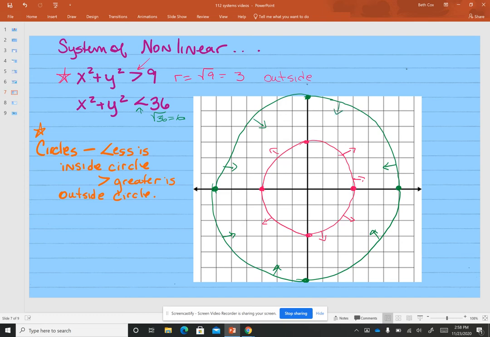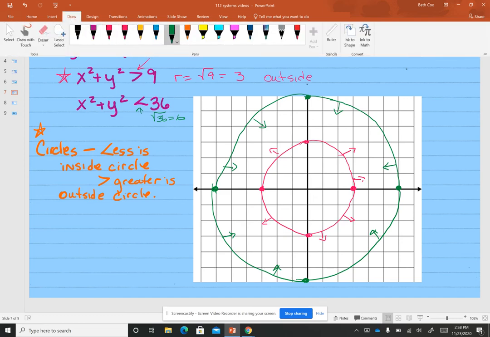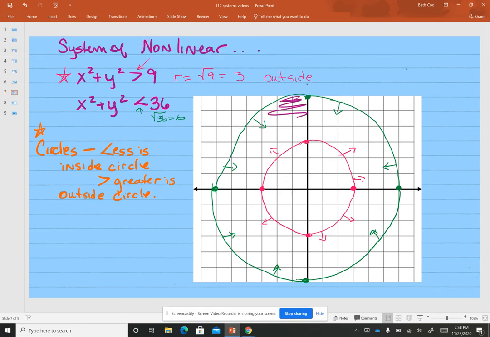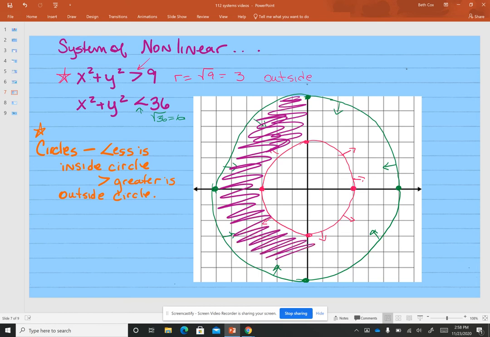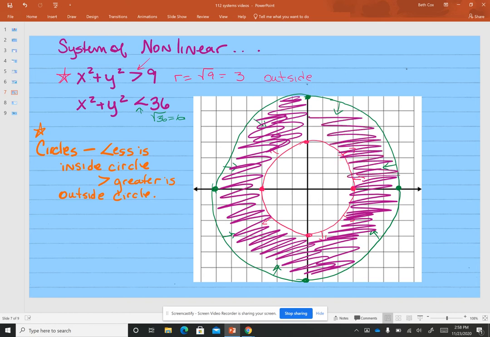So now you can see that the shading is between the two. I have a donut here. So the shading is actually going to be between. This is the between. Here we go. And we have that there. Okay, so this is a system of nonlinears, which means we graph both of them and then we shade accordingly.